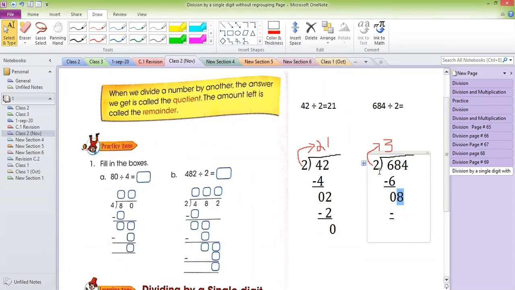Again check in 8 how many 2's are there, or 2 multiplied by what number will give you 8. 2 multiplied by 1, 2; 2 multiplied by 2, 4; 2 multiplied by 3, 6; and 2 multiplied by 4 will give you exactly 8. So you will write 4 here, and multiply this 2 by this 4 now. 2, 4, 8. So you will write 8 here. Now the next step is to subtract. Subtract this 8 from this 8. So 8 minus 8, again you will get 0.